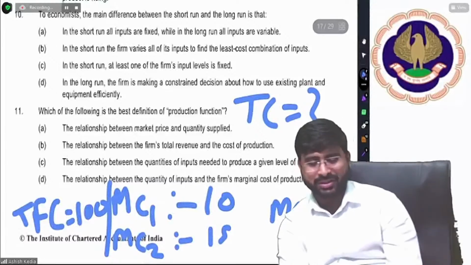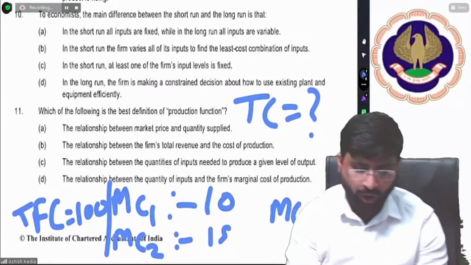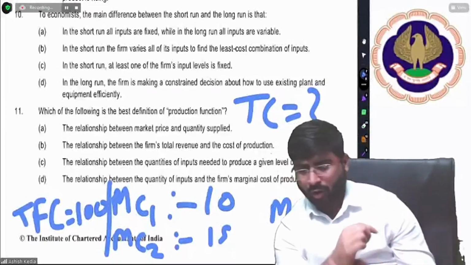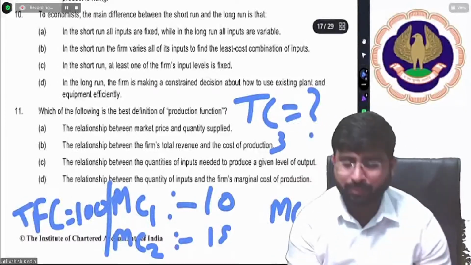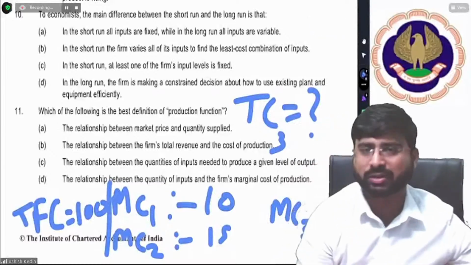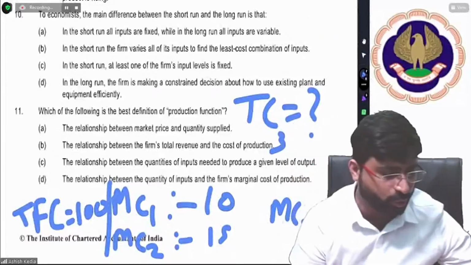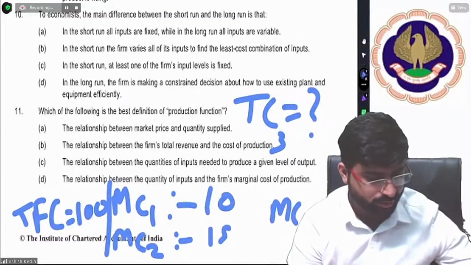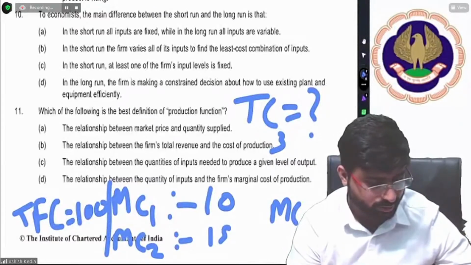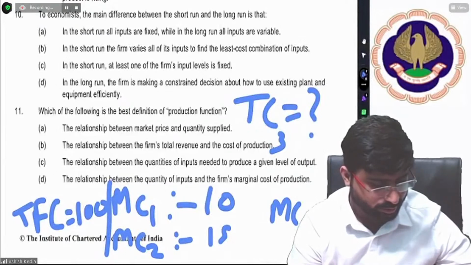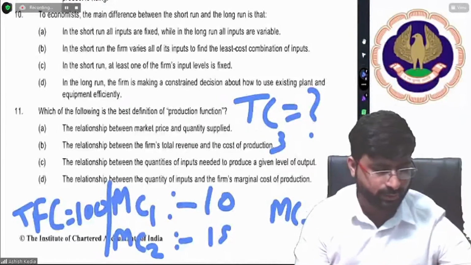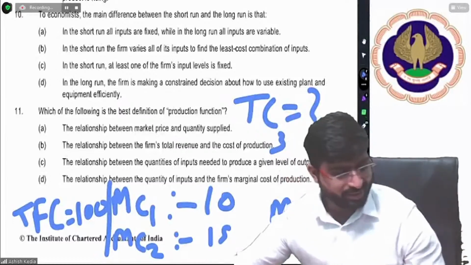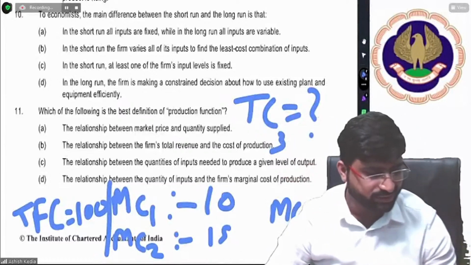Come on, answer me this. Obviously, what is total cost equal to? Total cost for 3 units, because 3 units have been produced so far. Total cost for 3 units equal to. Come on. Answer this, friends.